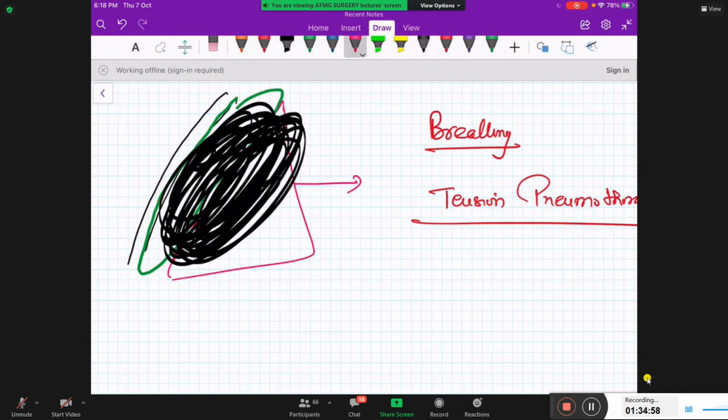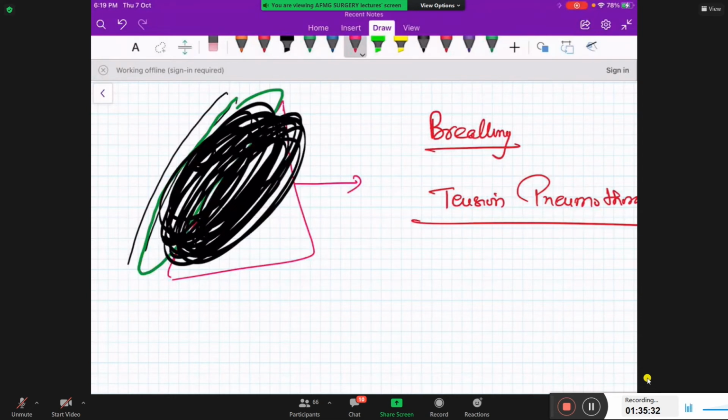It is compressing the lung. It will eventually compress the IVC. It will eventually compress the superior vena cava. Once it compresses the IVC and the superior vena cava, the venous return to the heart will decrease. When the venous return to the heart decreases, the cardiac output will decrease. When the cardiac output decreases, the patient develops hypotension and shock. And then eventually the patient will die. Understood? So this is what is tension pneumothorax. This is the pathophysiology.